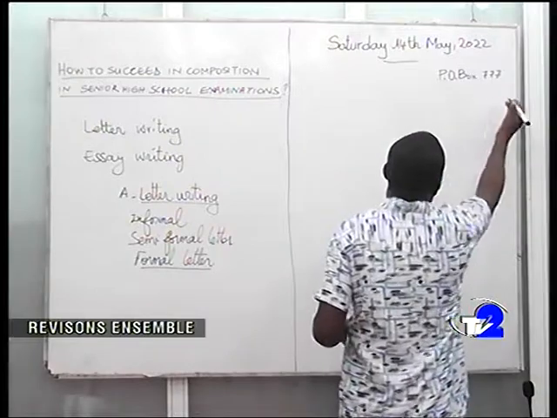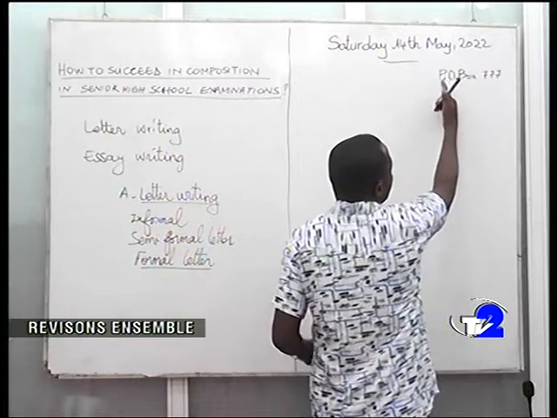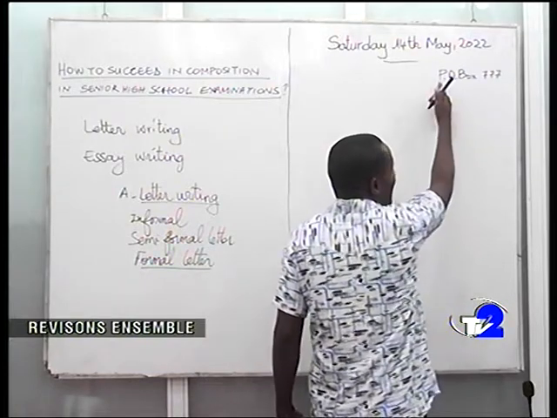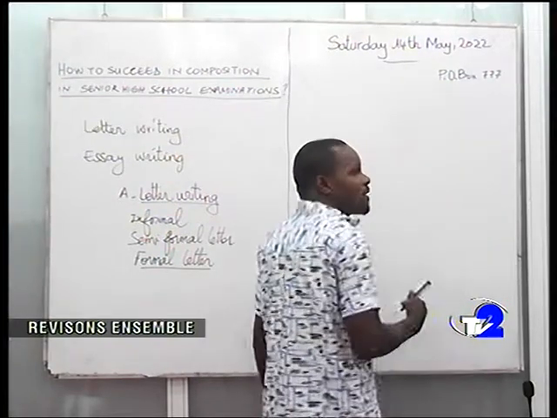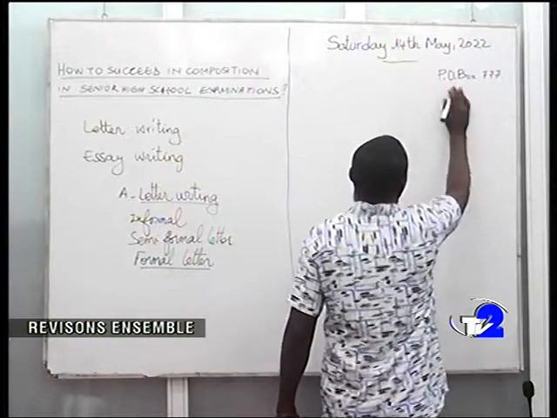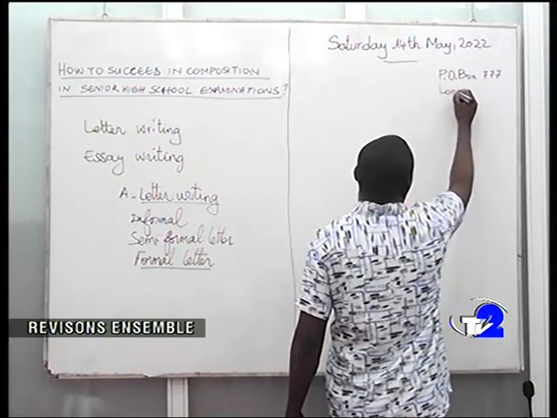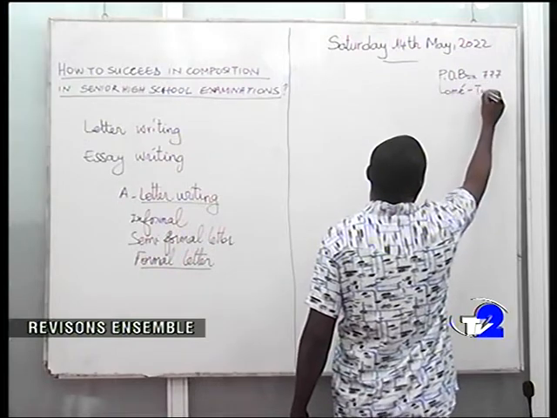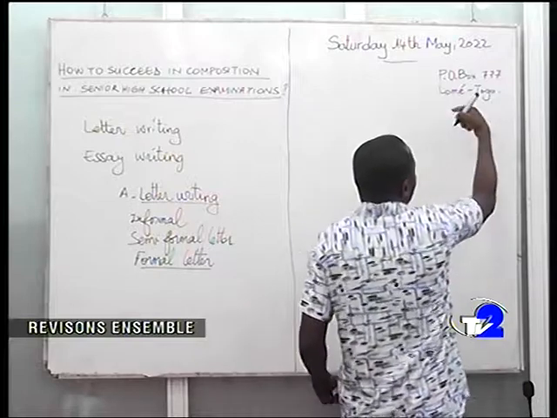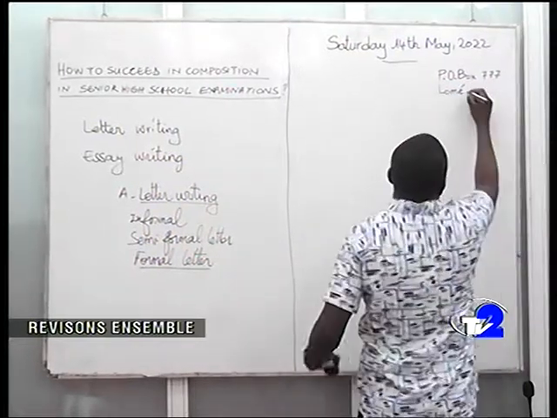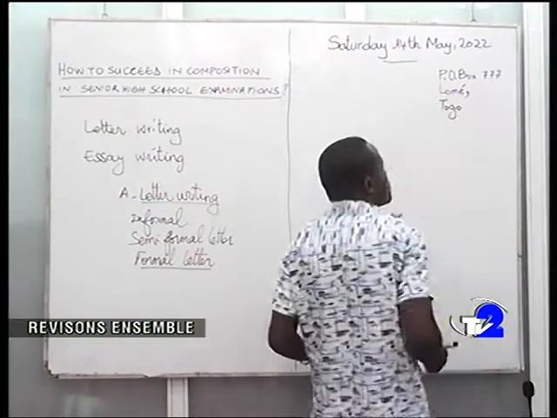Now, after the P.O. box, before we continue, let's pay attention to this. P is in capital letter, majuscule. O is also in capital letter, and B must be in capital letters. Then you write the place you are writing from. For instance, if you are in Lomé, you write Lomé, then Togo. Some people may place a comma after Lomé, and this one is also acceptable. Lomé, Togo. You can also write it like this.